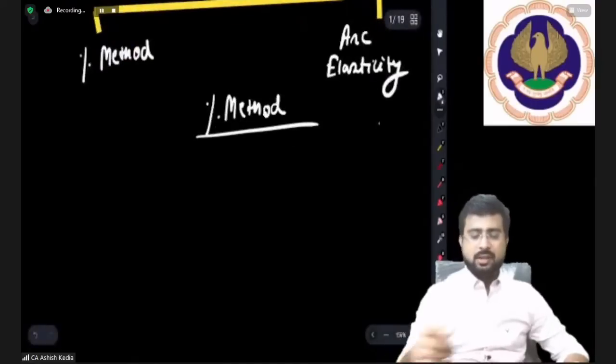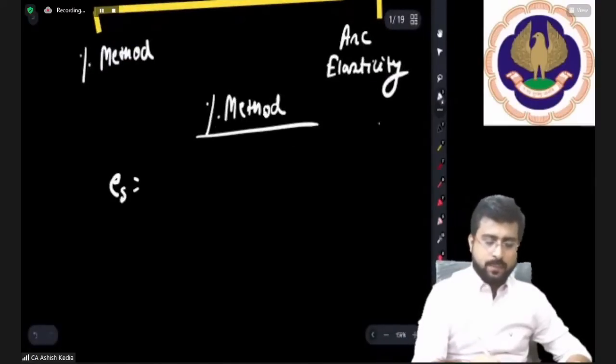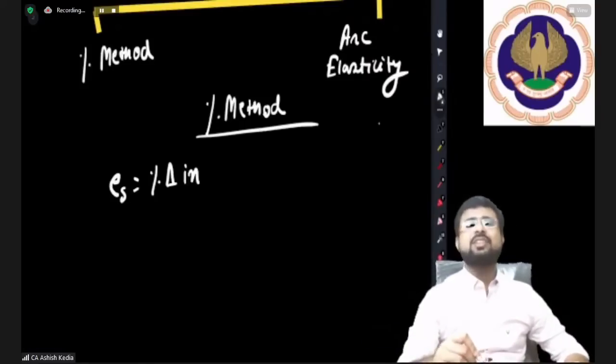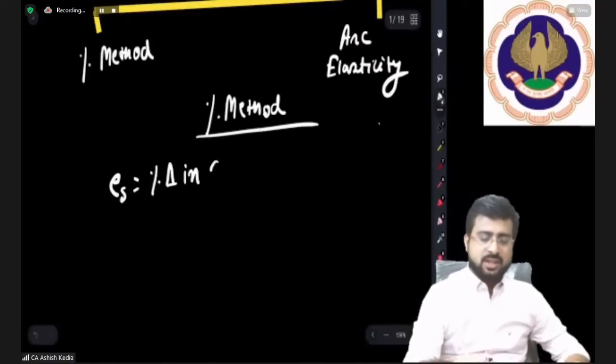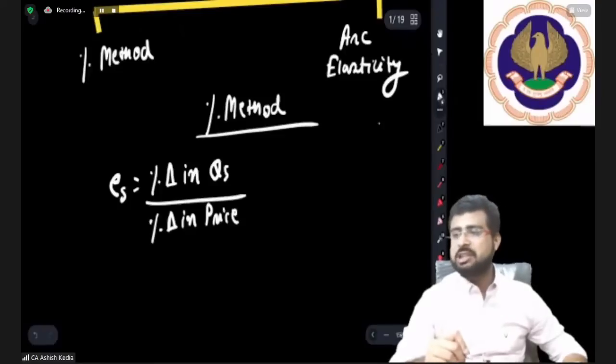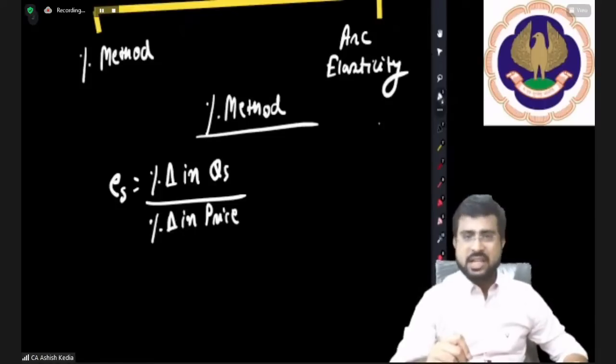Elasticity of supply, my dear friends, is equal to percentage change in quantity supplied by percentage change in price. This triangle means change, it's also called delta. Percentage change in quantity supplied divided by percentage change in price.